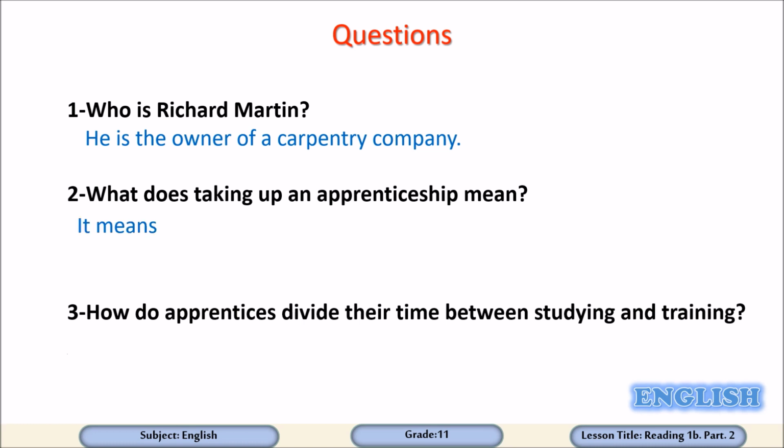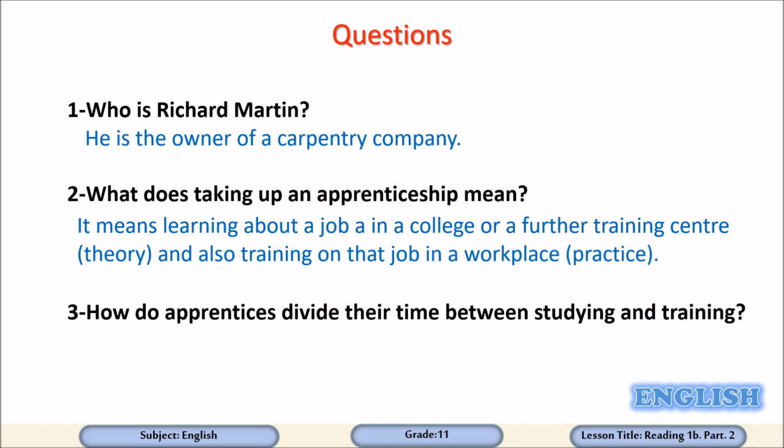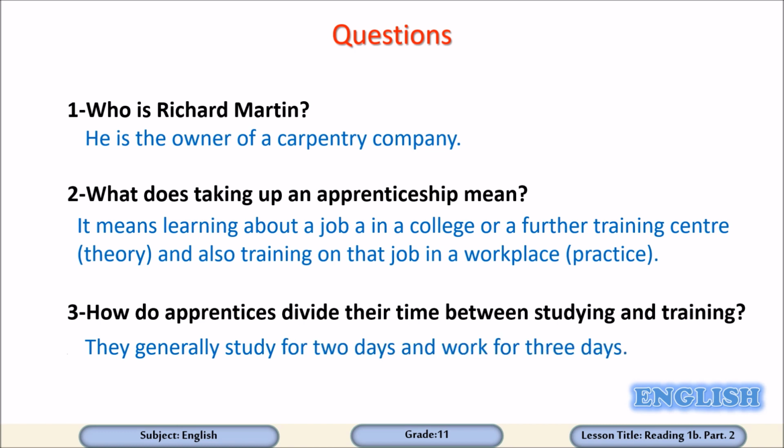Yes, thank you. It means learning about a job in a college or a further training center, which means the theory, and also training on that job in a workplace, which means practice. Let's go with the question 3. How do apprentices divide their time between studying and training? Yes, very good. They generally study for 2 days and work for 3 days.